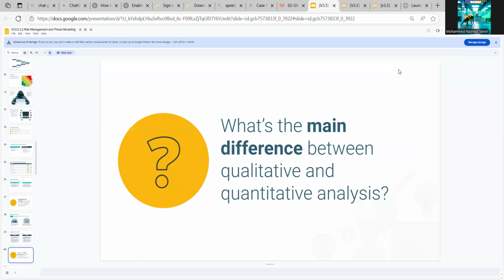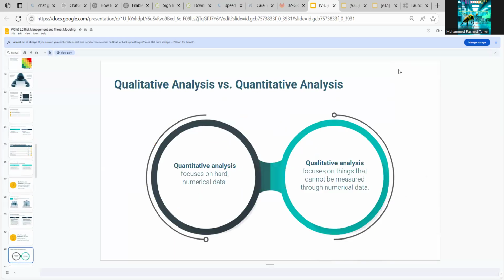What is the main difference between qualitative and quantitative analysis? Quantitative analysis focuses on hard, numerical data. Remember that.